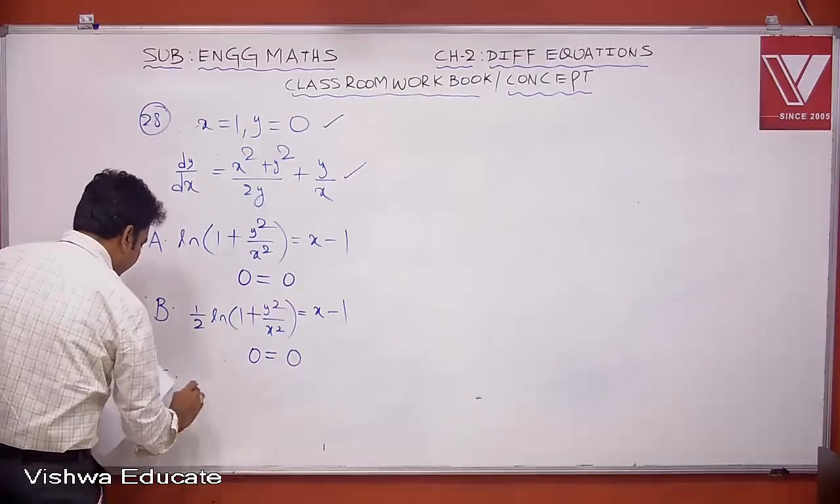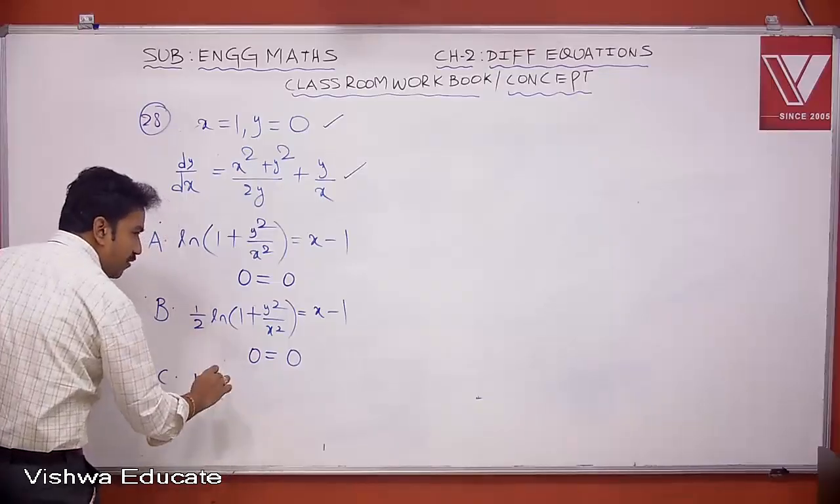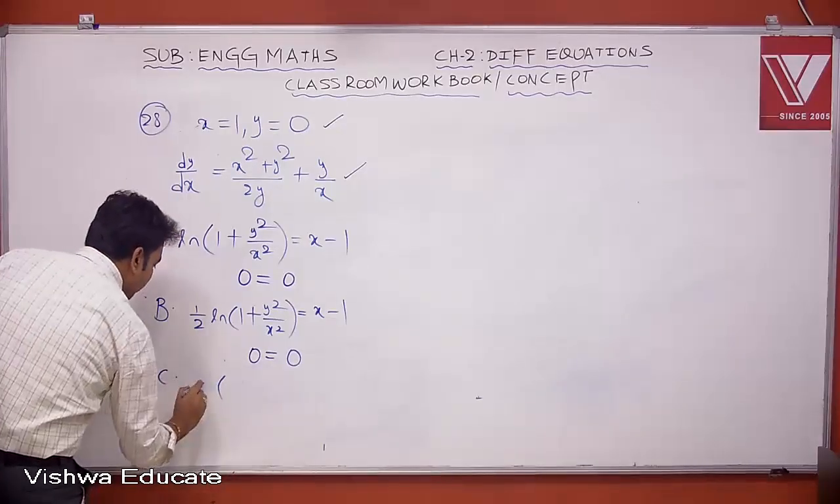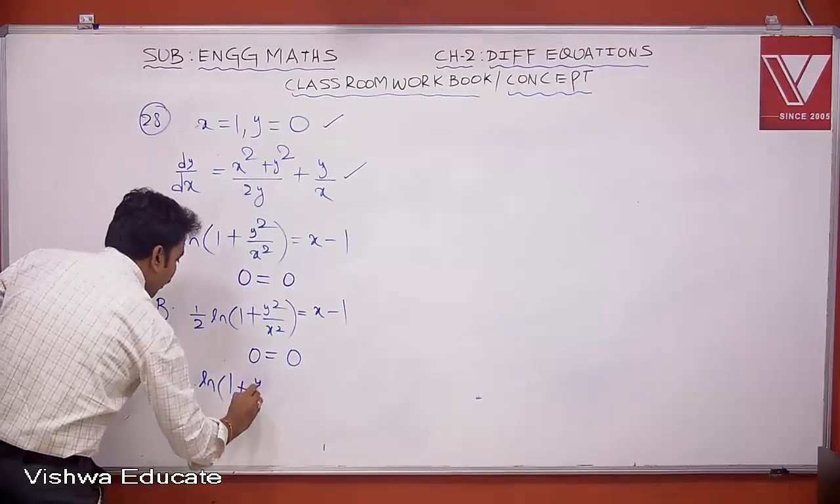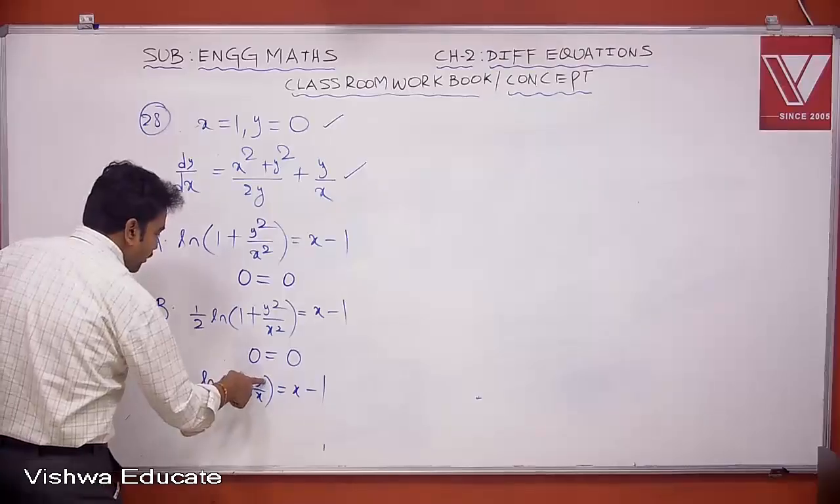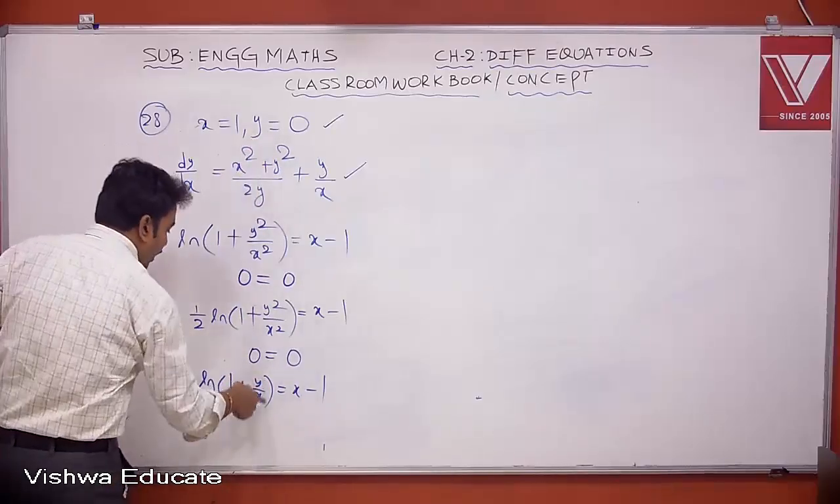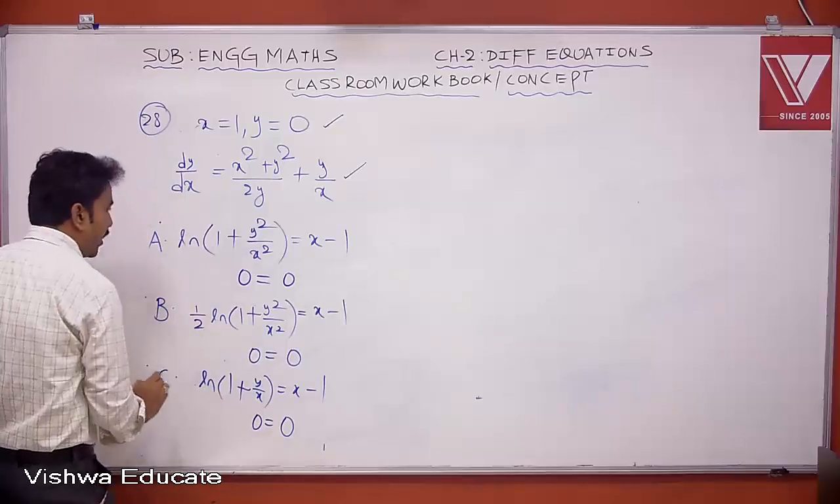Option C. It is log of, or ln of, log means log with base e. So we can write simply ln or log. No issues even if you write log. So log of 1 plus y by x equal to x minus 1. Here also when you replace y value is 0, x value 1, log 1 is 0, that equals 0 equals 0. Don't confirm, don't eliminate.